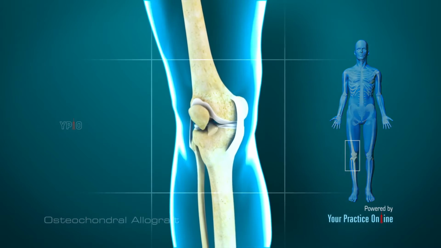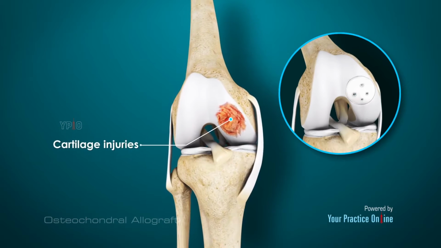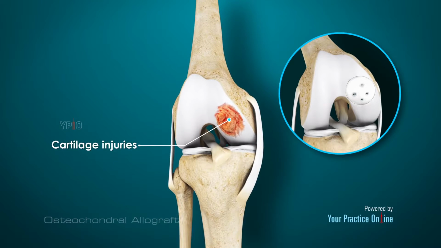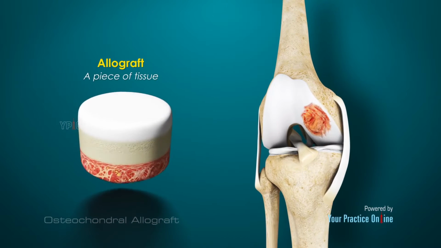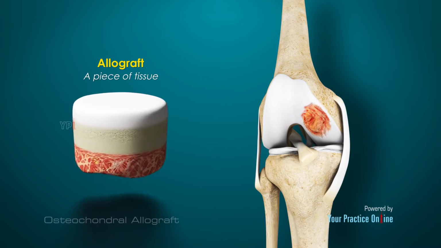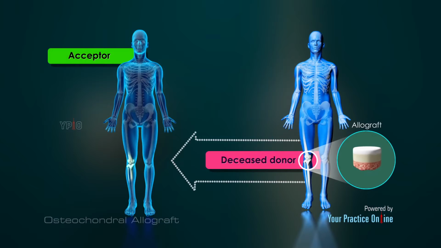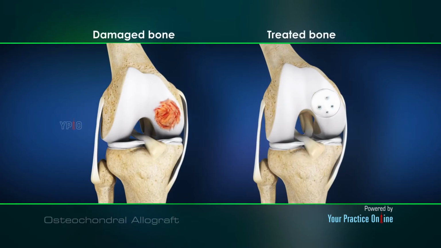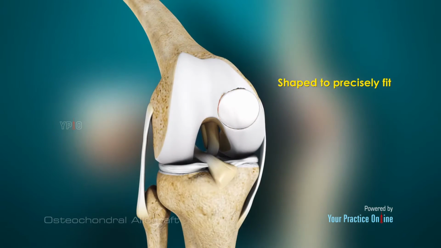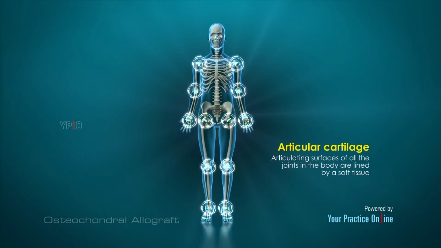Osteochondral grafting is a method of treating cartilage injuries that expose underlying bone. An osteochondral allograft is a piece of tissue containing bone and cartilage that is taken from a deceased donor to replace damaged cartilage that lines the ends of bones in a joint. The allograft tissue is shaped to precisely fit the defect in the damaged joint of the patient and then transplanted to repair the damage.